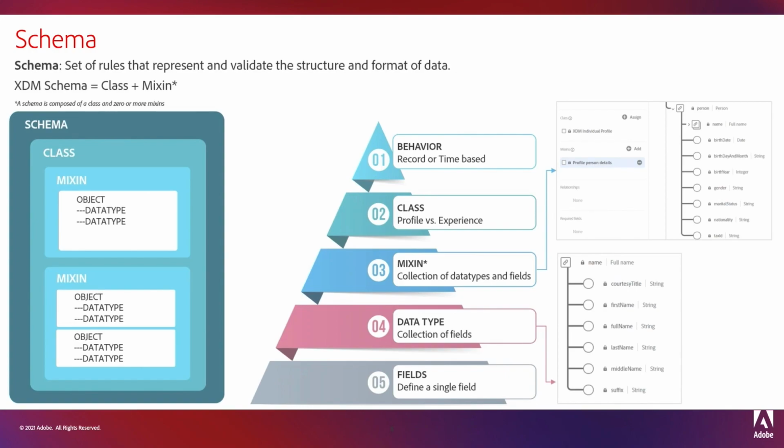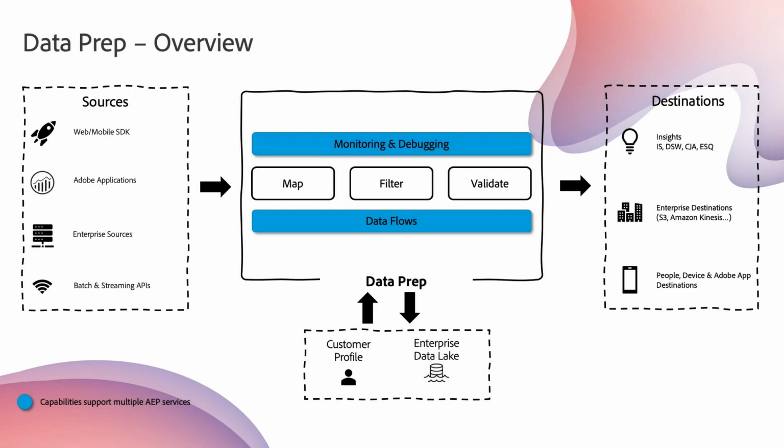Next, you can add mixins, which are reusable components defining fields like personal details, hotel preferences, or addresses. Adobe Experience Platform provides standard classes and mixins related to these classes. If there is a need, you can also define a custom class or a custom mixin for your use case. Data preparation allows data engineers to map, transform, and validate source data to and from experience data model.